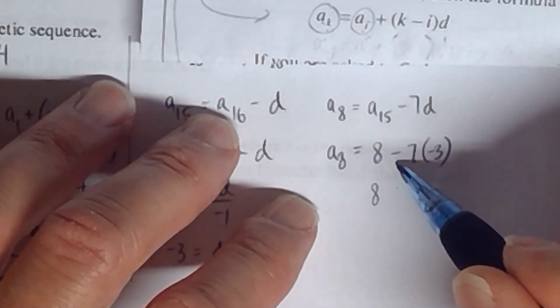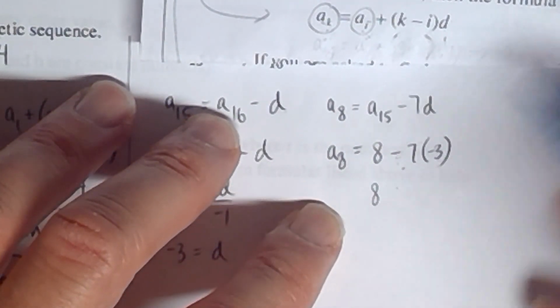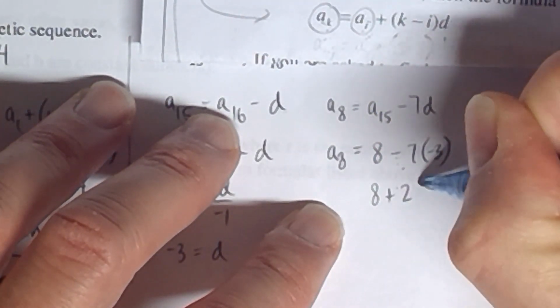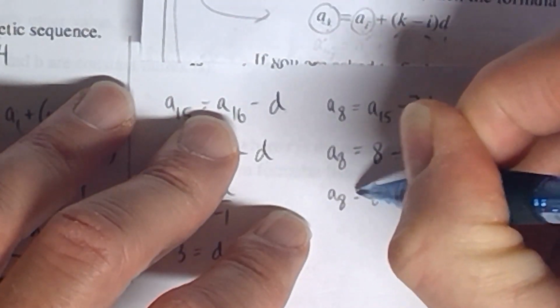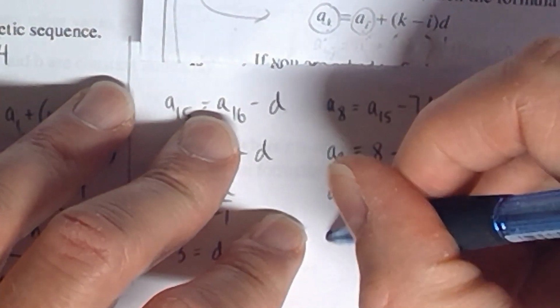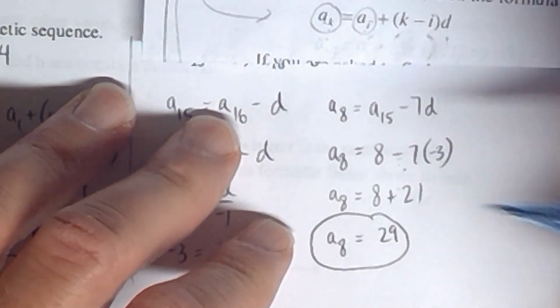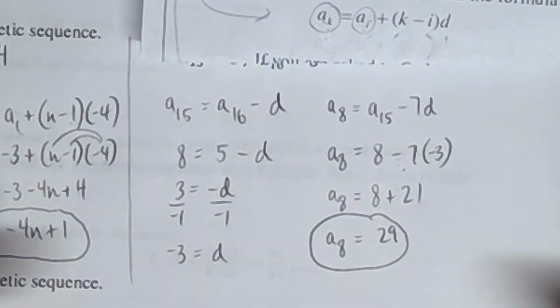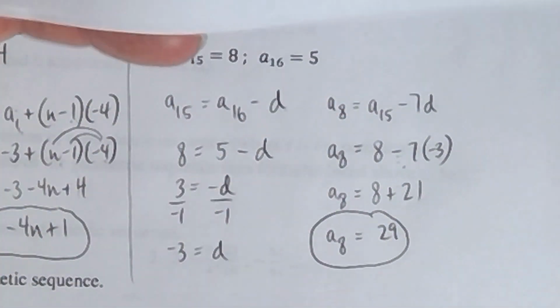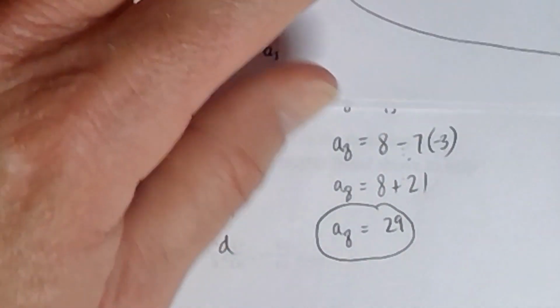So we have 8 plus negative 7 times negative 3. That would be 8 plus 21, wouldn't it? And that would be 29. And then to figure out a sub n, again, it's the same exact formula.